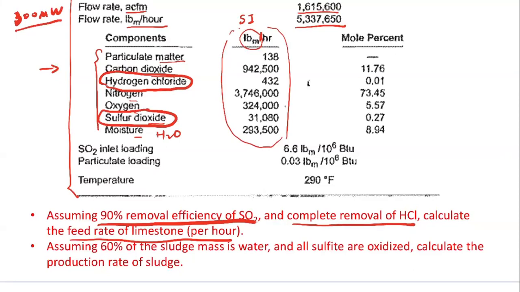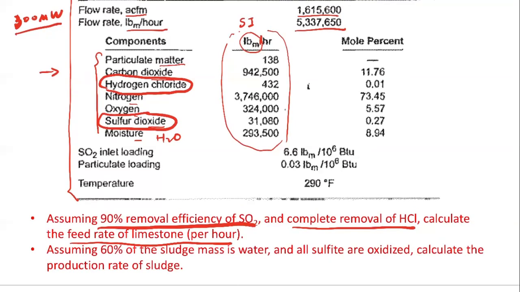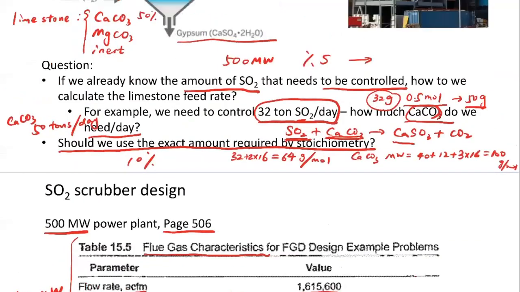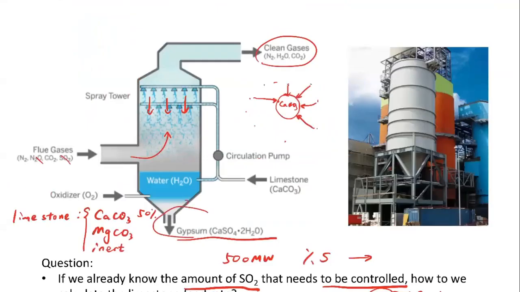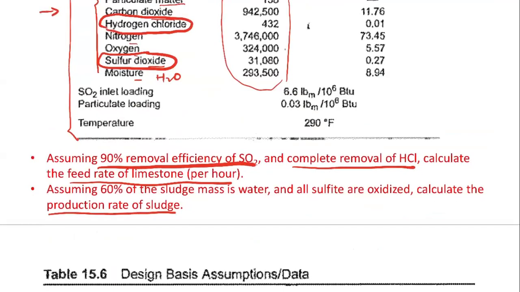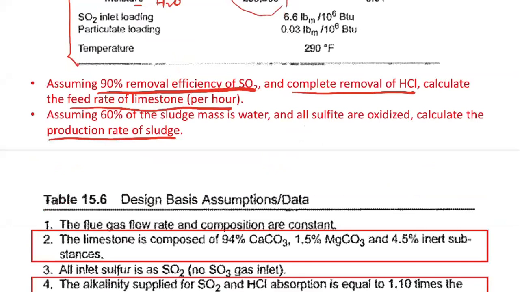Okay, so this is going to be a similar question for your project. We assume certain removal efficiency of these acidic species. We need to calculate how much of the lime or trona we need to inject into the system. And further, we need to calculate the production rate of the sludge. So basically the sludge is everything that's collected at the bottom of this reactor here, right? Because we also need to deal with the products from this reaction.